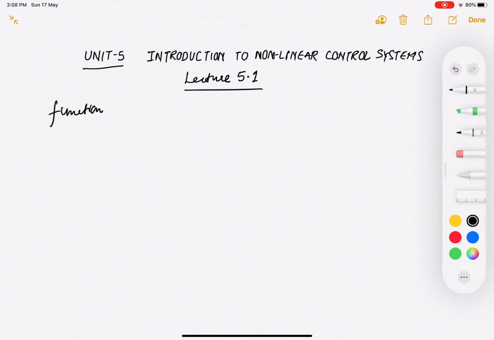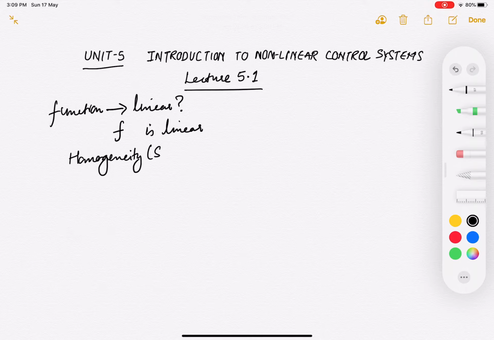When do you say that a function is linear? When you encounter linearity and nonlinearity in mathematics, you encounter it with respect to functions. So when do you say a mathematical function is linear? There are basically two properties. You say a mathematical function f is a linear function if it obeys homogeneity, which is also called scaling, which basically implies that f of ax, where a is some constant that is getting multiplied to x, is equal to a times f of x. And this is property number one.